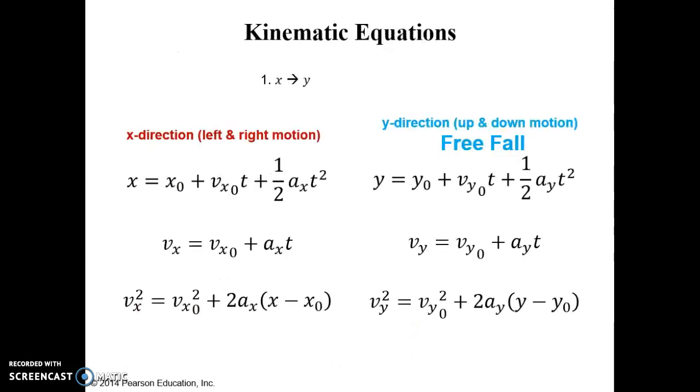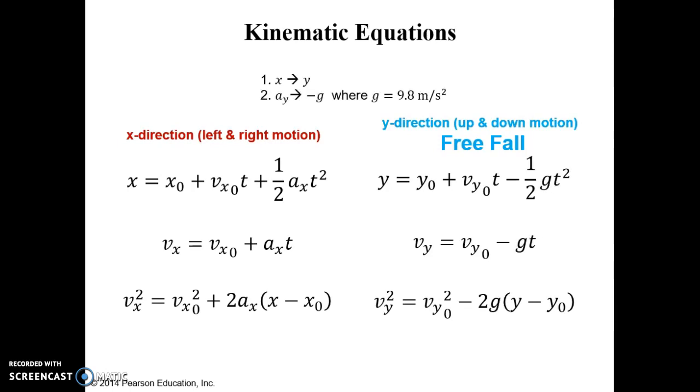There are two changes to make when using kinematic equations for free fall. The first change is to replace all x variables with y variables to indicate that the motion is up and down. Second, replace acceleration in the x direction with negative g. The variable g stands for gravity, the value of 9.8 meters per second squared. When solving motion problems, keep these equations nearby.